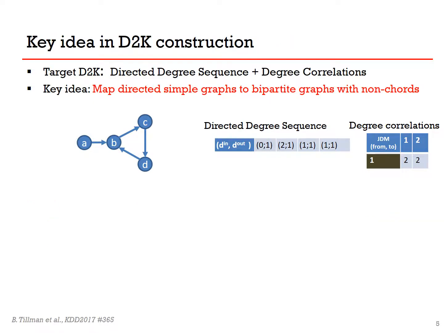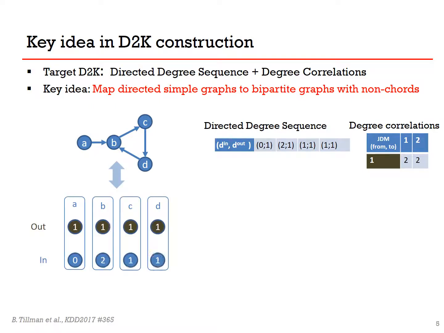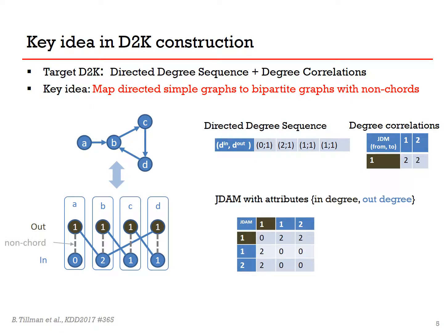The key idea used in this paper is the mapping of directed simple graphs to bipartite graphs with nonedges, as shown in the animation. This is a classic idea that dates back to the 60s, but it allowed us to leverage all the machinery from undirected 2K construction. Eventually, we worked with a joint degree attribute matrix to capture degree correlations in the bipartite representation, and we naturally used the directed degree sequence to define nonedges. The challenge remained to show that the combination of JDM with the nonedges is still possible to solve.